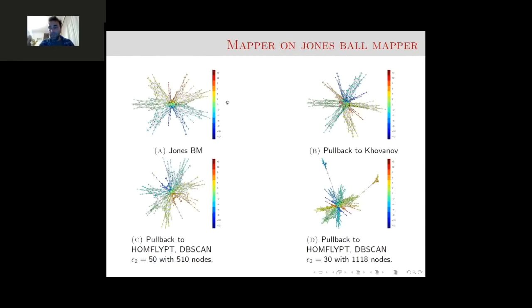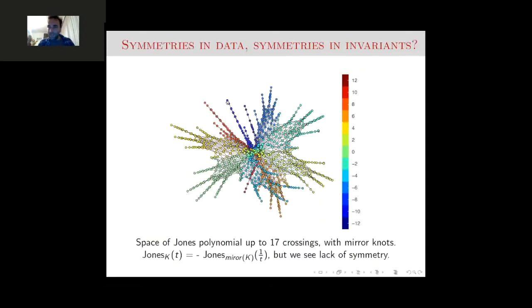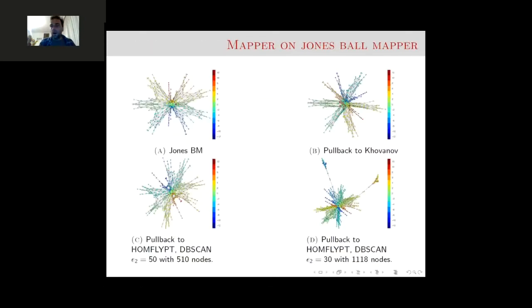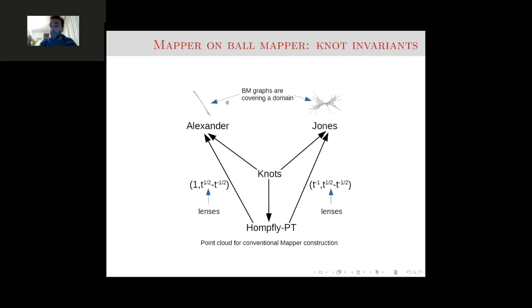In the interest of time, I won't comment too much about those plots. Radmila did it already in her talk, but we can see things that we haven't seen on the ball mapper graphs of Homfly-PT or Jones or Alexander polynomials. And that may be interesting from the perspective of non-theorists.